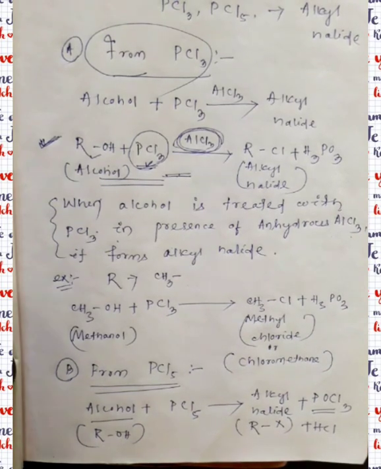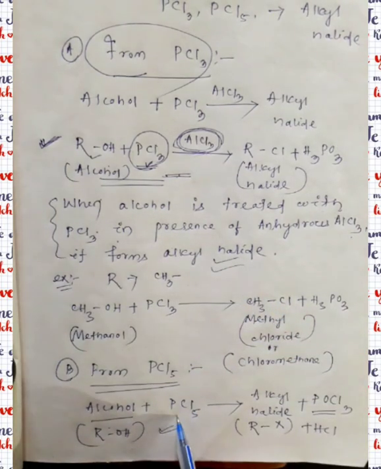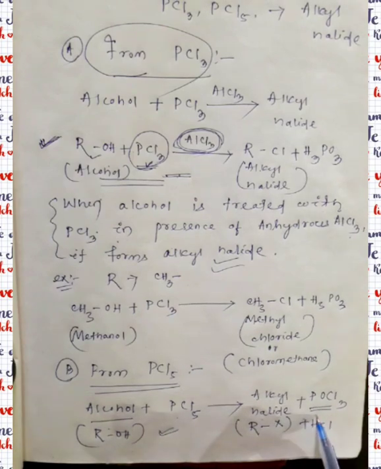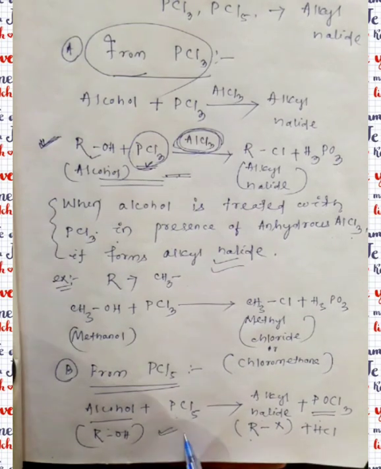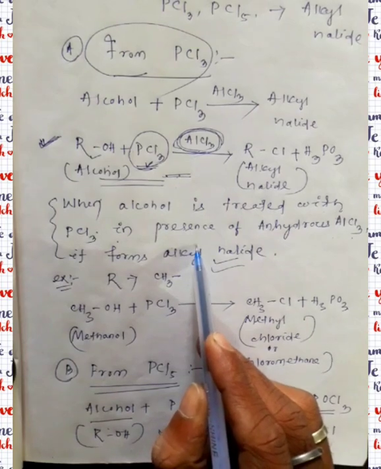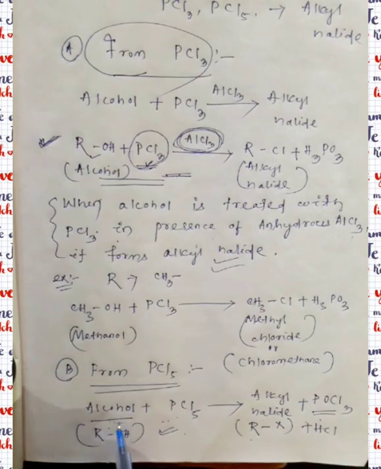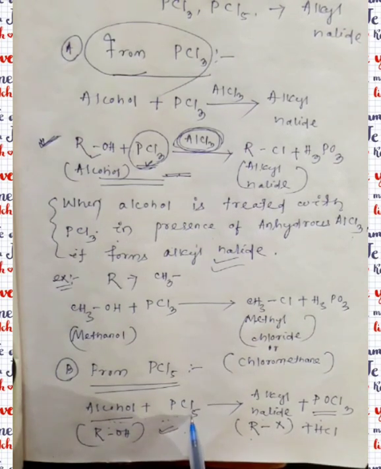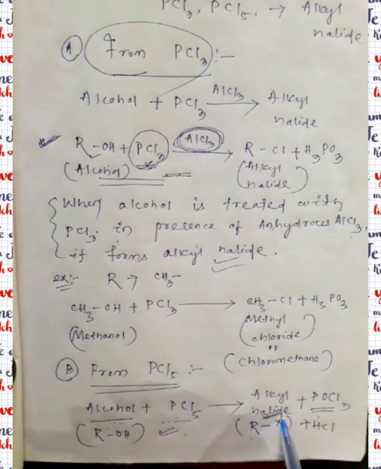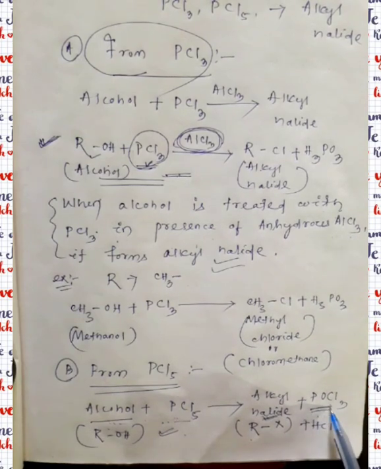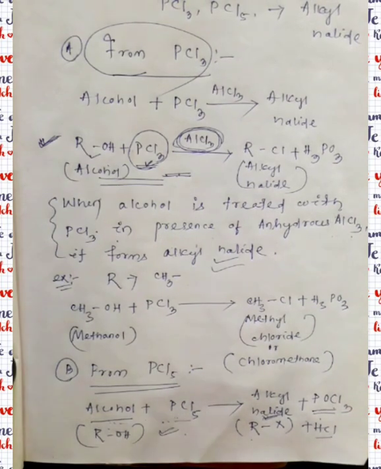Now you see, you can write the theory of this reaction like this. When alcohol is treated with phosphorus pentachloride, it forms alkyl halide and phosphoryl chloride and HCl. You can write this theory of this reaction. You can also write the theory like the one above. Since the alcohol is on the reactant side, you will write: when alcohol is treated with phosphorus pentachloride, PCl5, it forms alkyl halide. This is on the product side: it forms alkyl halide with the release of phosphoryl chloride and hydrochloric acid. This is the total theory of this reaction.